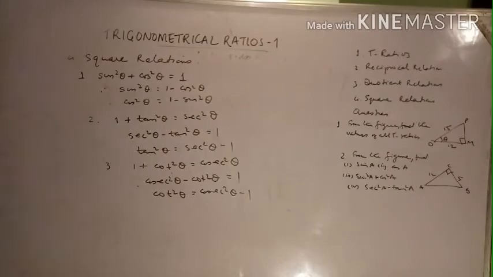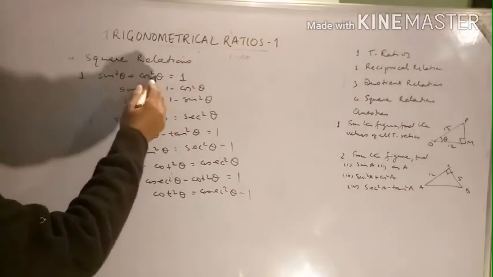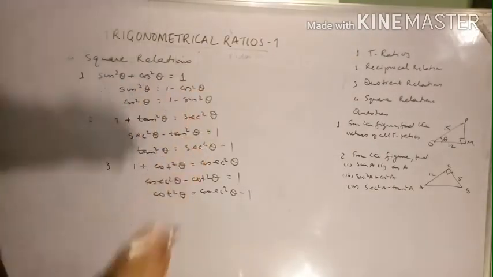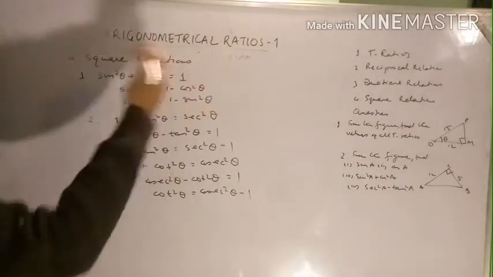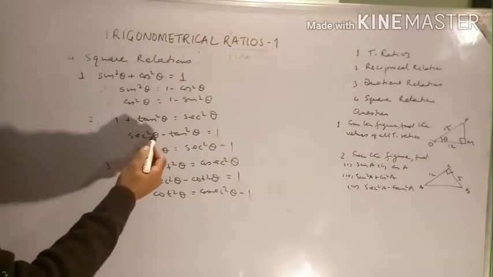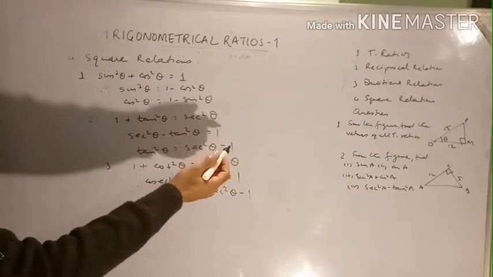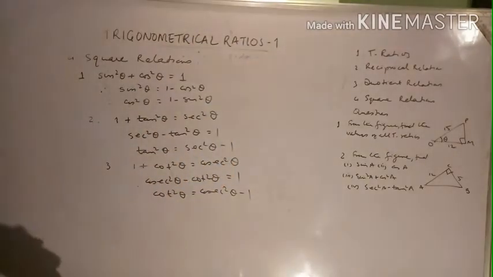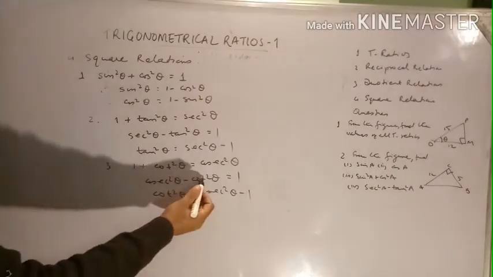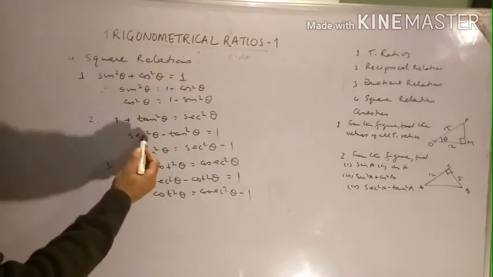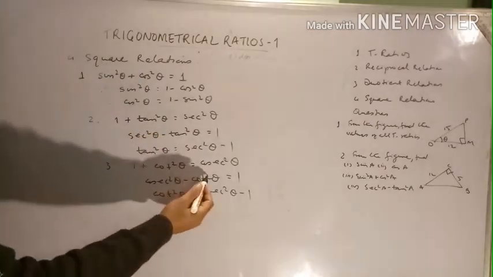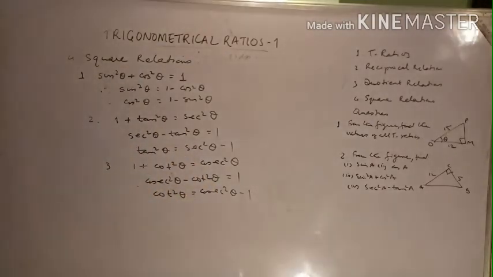So remember, sin square theta plus cos square theta equals 1. Theta may be any angle, it doesn't matter. Whatever the value of theta, the value is always 1. Similarly, sec square theta minus tan square theta is also 1, irrespective of the value of theta. And cosec square theta minus cot square theta is also 1. For sin and cos it is a plus sign, for sec and tan it is minus, and for cosec and cot it's also a minus sign.